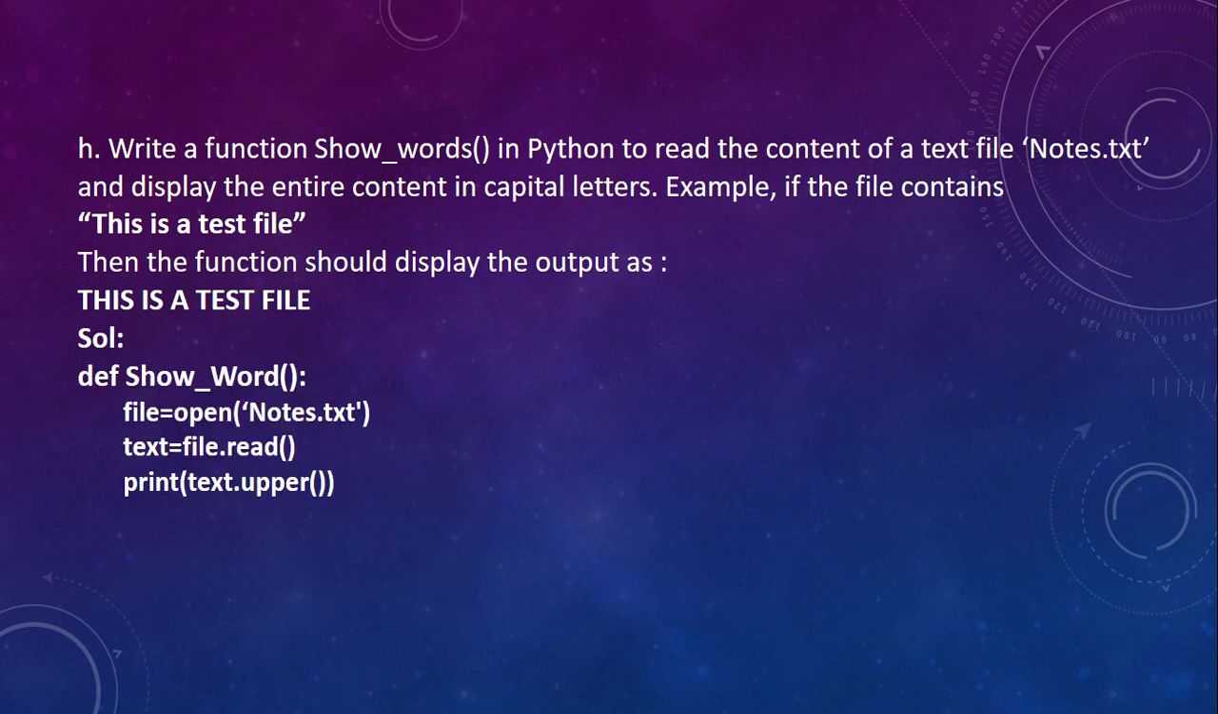Okay. So def show word, file equal to open notes.txt. I have not taken any file mode because by default it is R only, and we have to read only the text files. Then text equal to file.read, entire content of the file has been loaded into a string called text, and then I have printed text.upper. So what the upper function does is it will change the entire string into uppercase.